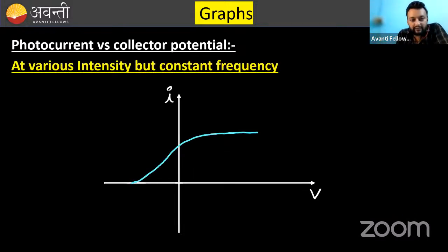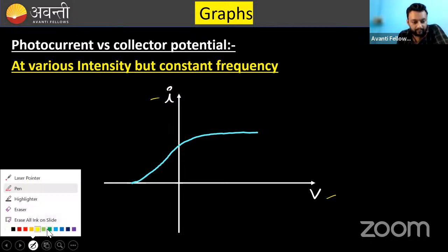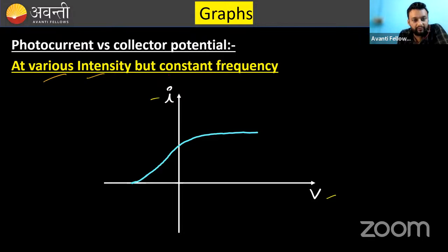Now, again, the graph is between the same photocurrent and collector potential. Now the statement changes: at various intensities but constant frequency. Now listen very carefully. One thing to be clear, a punchline: if I increase the intensity, photons will increase, which in turn increases the current. That means current will be increasing. This point is stopping potential, and I mentioned that stopping potential is independent of intensity, on the previous slides. That means the graph will be something like that.